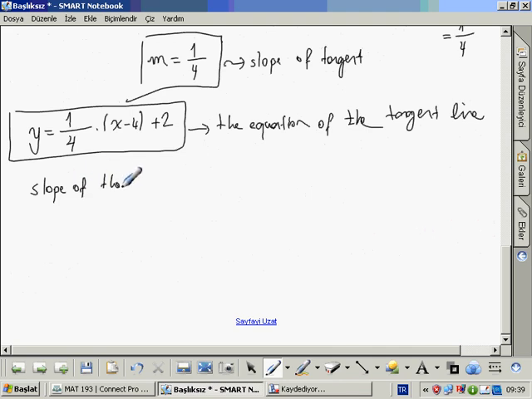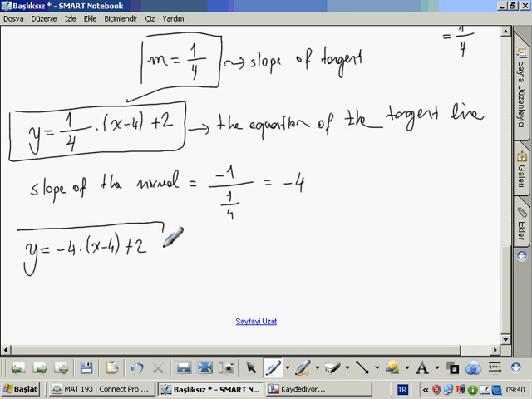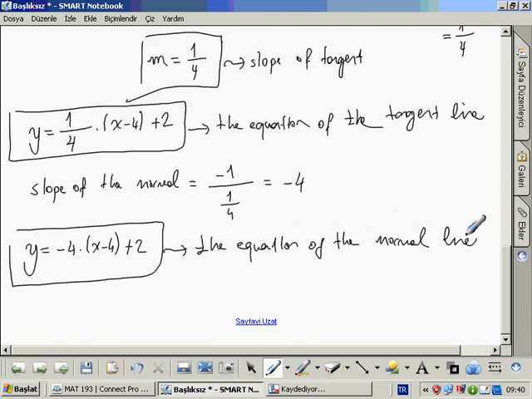The slope of the normal equals minus 1 over the slope of the tangent, which is 1 over 4. It equals minus 4. So the equation of the normal line will be y equals minus 4 times x minus 4, plus 2. This is the equation of the normal line.